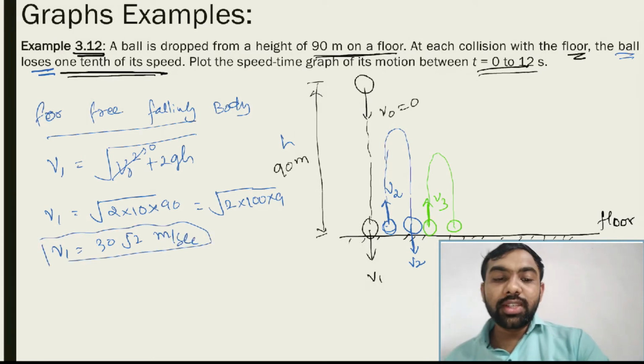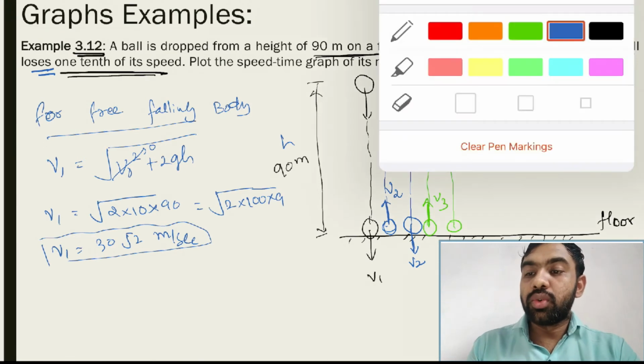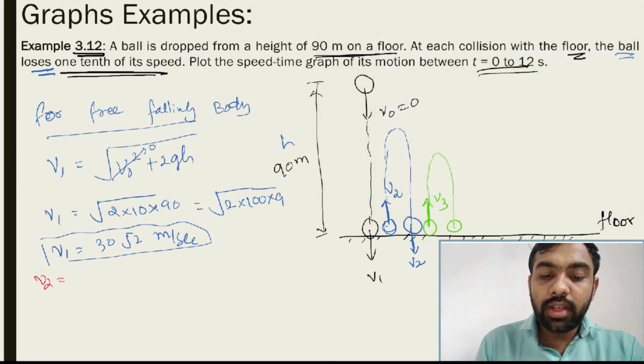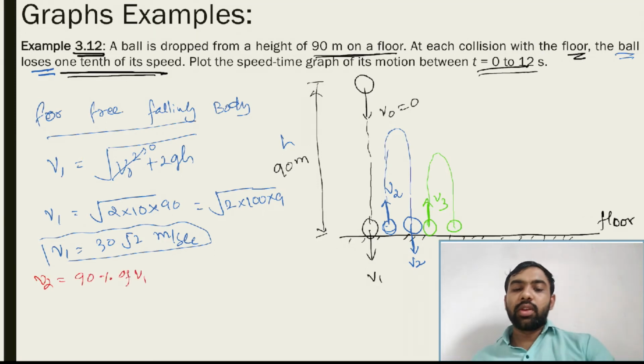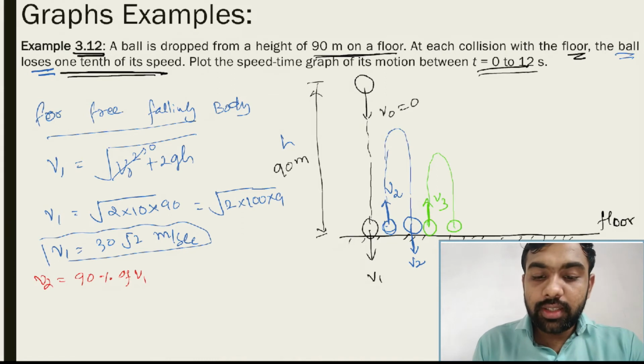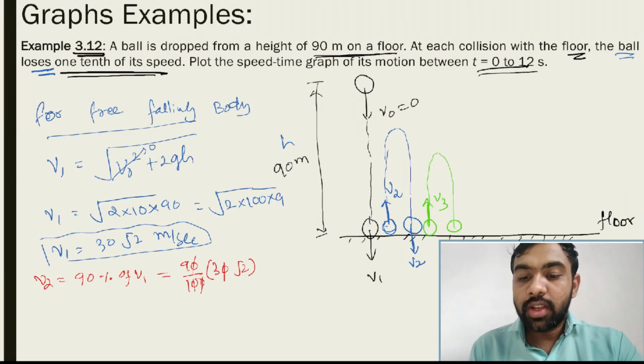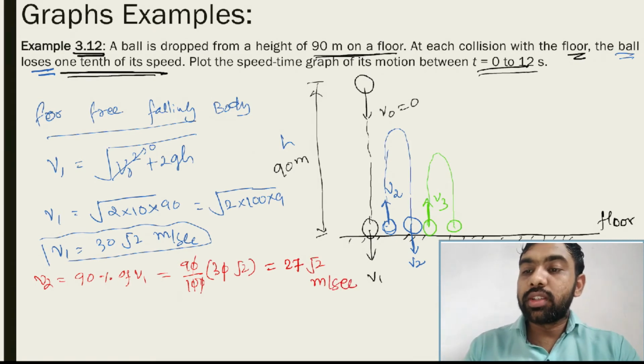So what is v2? Here you understand it properly, v2 is equal to 90% of v1. So what is the answer? 90 upon 100 into 30 root 2. The zeros cancel, 9 3s are 27. So the answer is 27 root 2 meter per second. Similarly, what is v3?